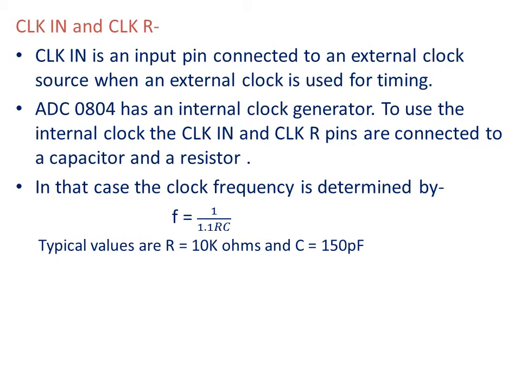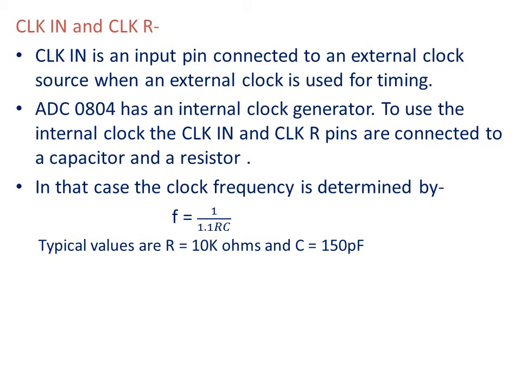The next pins are CLK-IN and CLK-R. CLK-IN is an input pin connected to an external clock source when an external clock is used for timing. However, the 0804 has an internal clock generator. To use the internal clock generator, also called self-clocking of the ADC 0804, the CLK-IN and CLK-R pins are connected to a capacitor and a resistor. It is shown in the previous figure.